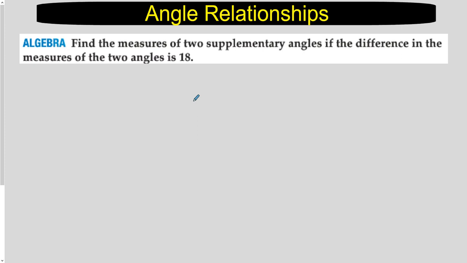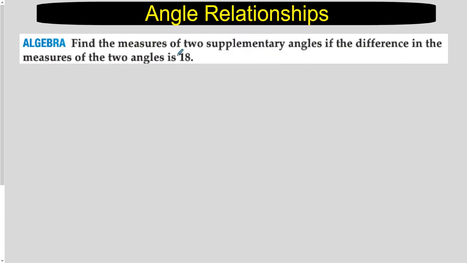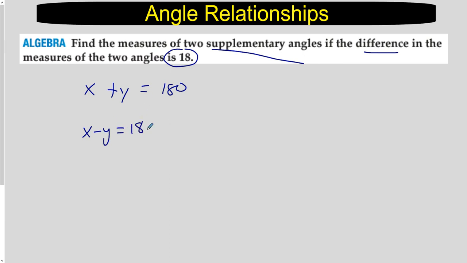Find the measures of two supplementary angles if the difference in the measures of the two angles is 18. So we need to write some equations here. We know they're supplementary, so whatever x and y are, they add up to 180. But the difference is 18. So I also know that x minus y equals 18. Now I don't know if it's x minus y or y minus x, but it doesn't really matter because it doesn't say which angle is bigger to begin with.